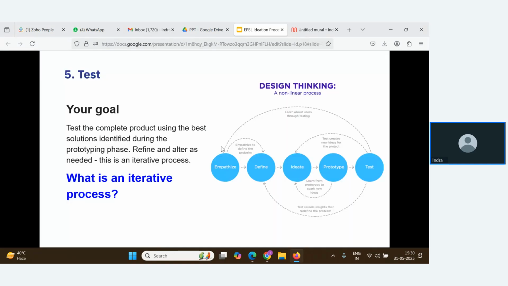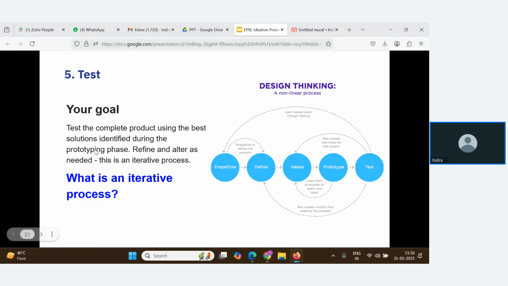Finally, we have the test stage. Once we develop a prototype, we have to test it. The goal here is to take the best version of whatever you have built previously and try them out. The important thing here is that it is basically an iterative process.